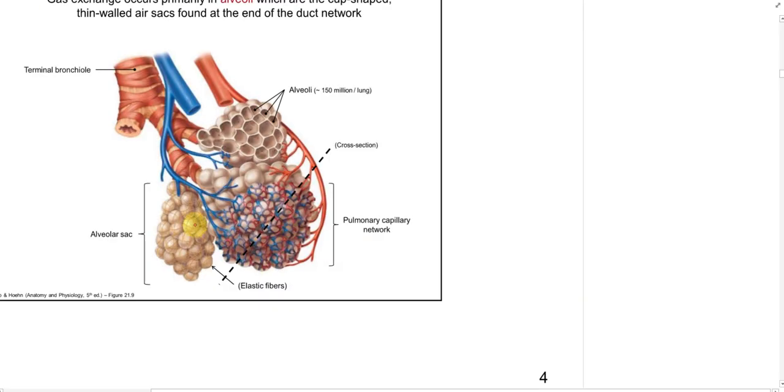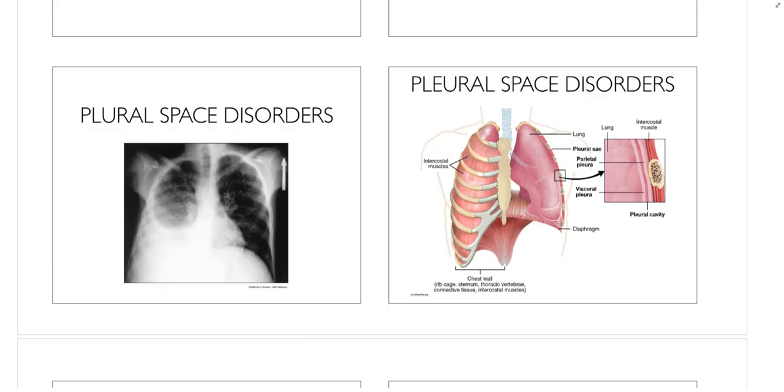Elastic fibers that are around each individual alveoli. So when these expand, they stretch out these elastic fibers, and the elastic fibers then contract to cause the passive exhalation. And that's partially what helps close or pull the rib cage back in.